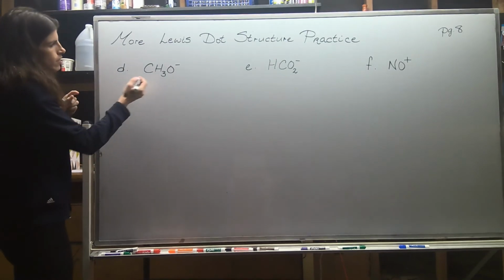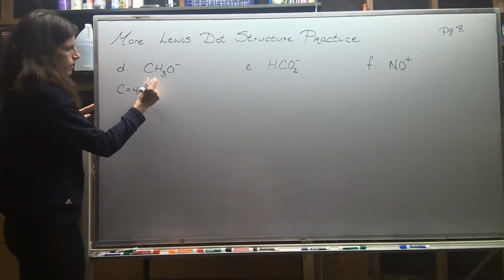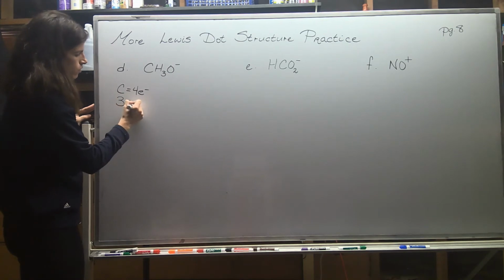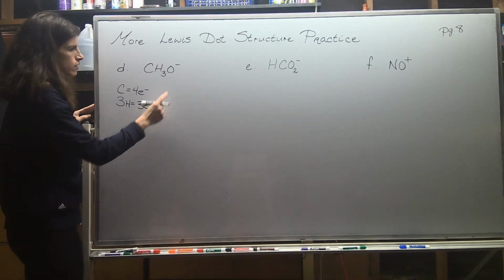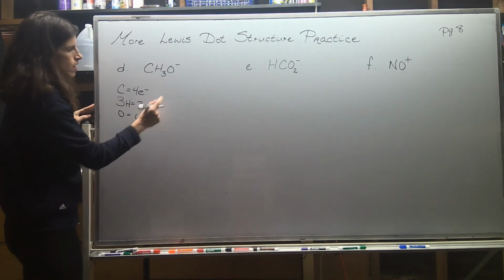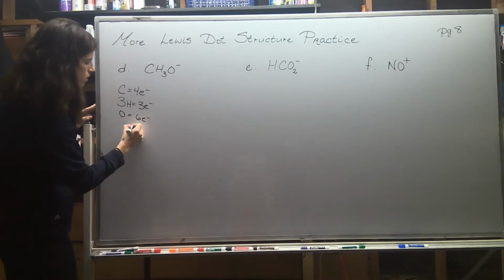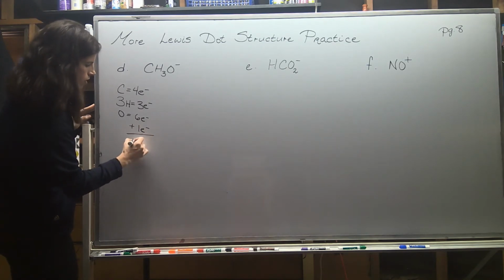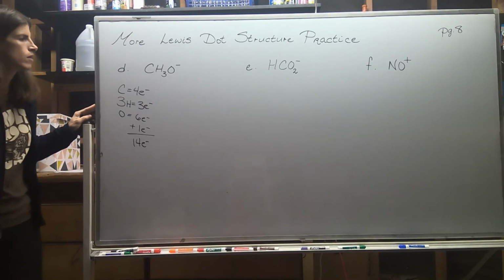All right, let's continue. So we have carbon, which donates 4 electrons, 3 hydrogens, so each one donates 1 electron for a total of 3 electrons. Oxygen's in group 6. And then we have the -1, which means that we're going to add 1 electron to our math here. So altogether, we have 14 electrons to build our structure.